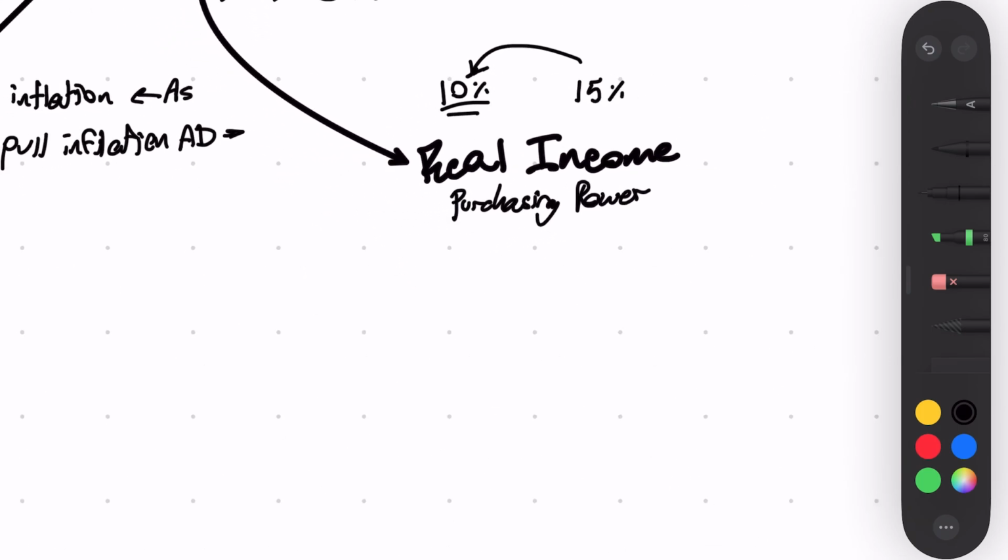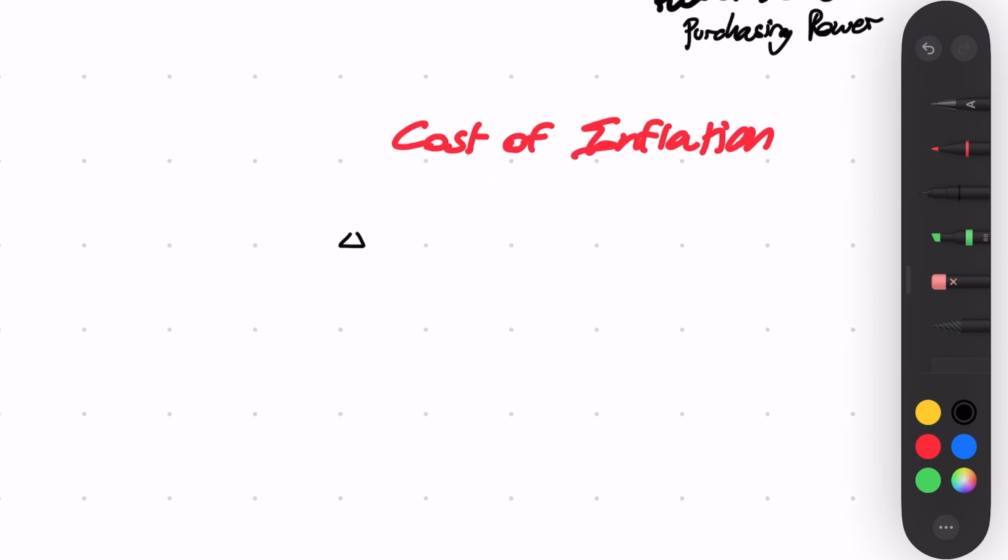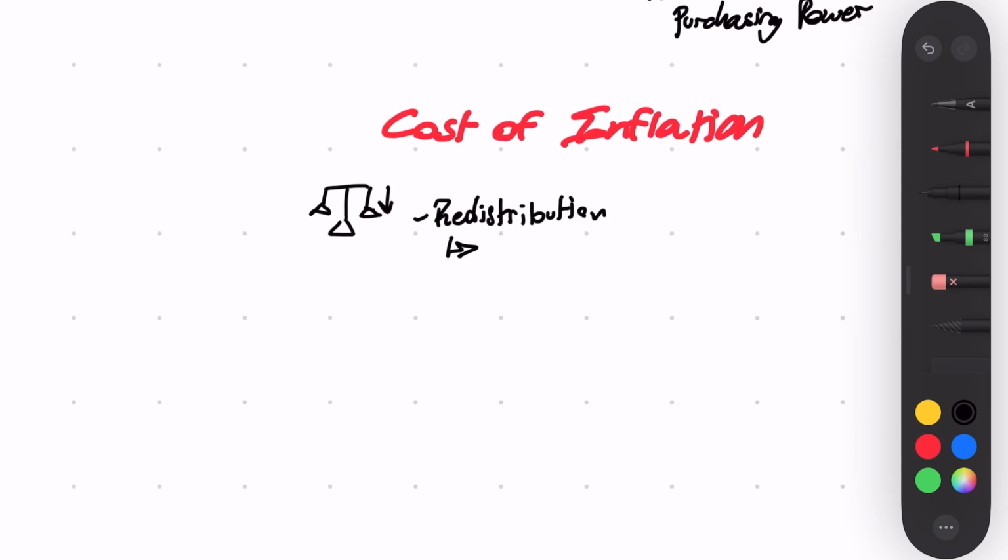Okay, so now we have the costs of inflation. There are many costs to inflation, and one of the main ones is the redistribution effect. I like to think of this as a scale going off balance, right? Originally, income was quite balanced around the economy, but inflation actually impacts low-income consumers disproportionately. So this is called the redistribution effect, where in the short run, wages are fixed.